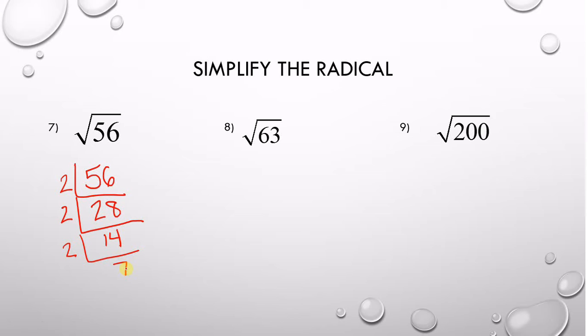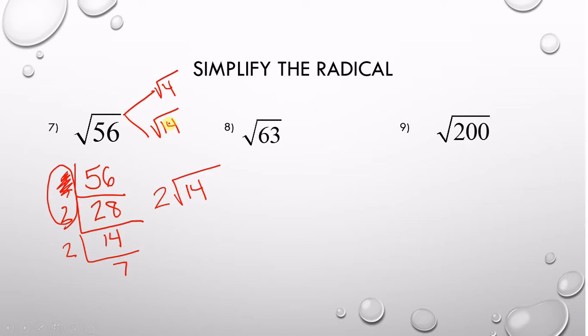Now, make sure I only circle pairs. So I can't circle all 3 of these, or make these 2 a pair and those 2 a pair. These 2 are just a pair. So my 2 is going to go on the outside. But now you're thinking, what are you going to do with the 2 and the 7? You didn't circle it. Well, you're going to multiply them. So 2 times 7, and that's going to give us the 14. Now, if you would have done this the other way, you would have gotten the square root of 4 and the square root of 14, which would have given you 2 square roots of 14.